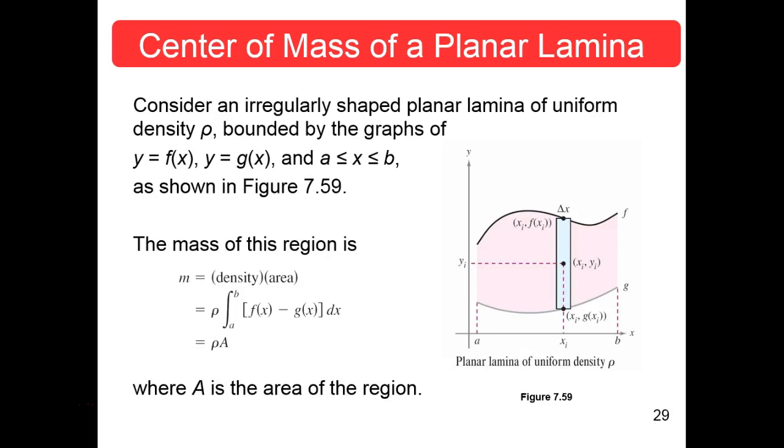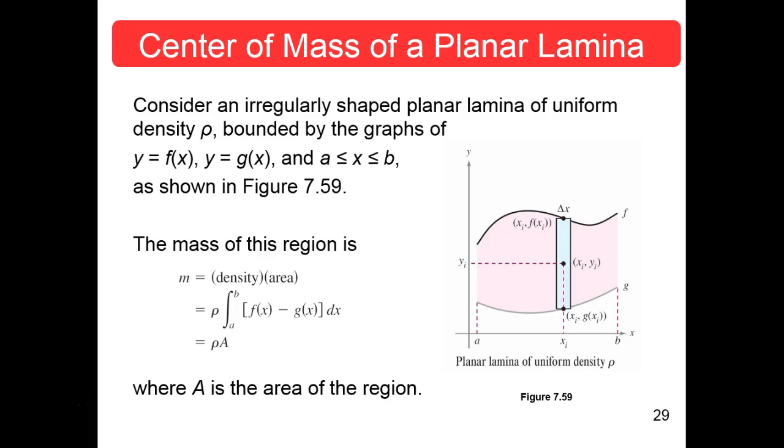Okay, consider an irregularly shaped planar lamina of uniform density. Now that's the key. The density of this is uniform. So what we're ultimately going to do is count that as 1, since it's going to fall out of everything. But for now, in our development of it, we'll let it be rho, whatever that is. It is bounded by the graphs of y equals f of x up here, and y equals g of x down here. They don't even have to be close to the same shapes. Here a is less than b, and your x's are always between a and b, so a is less than or equal to x, and x is less than or equal to b. It can be right up to the end.